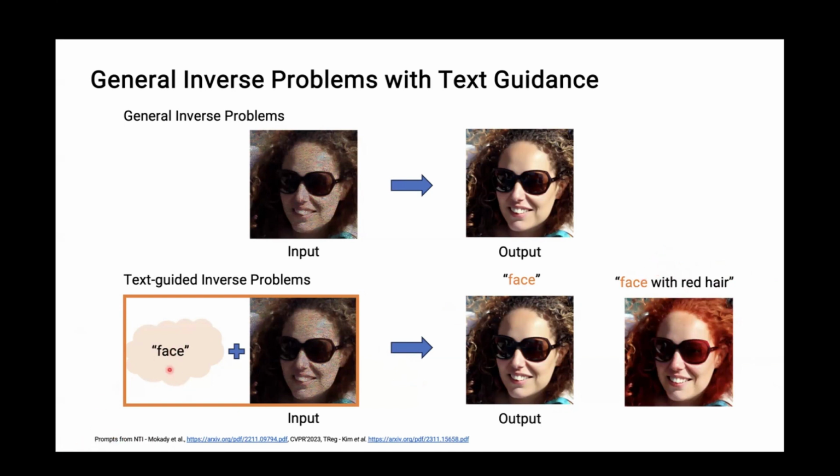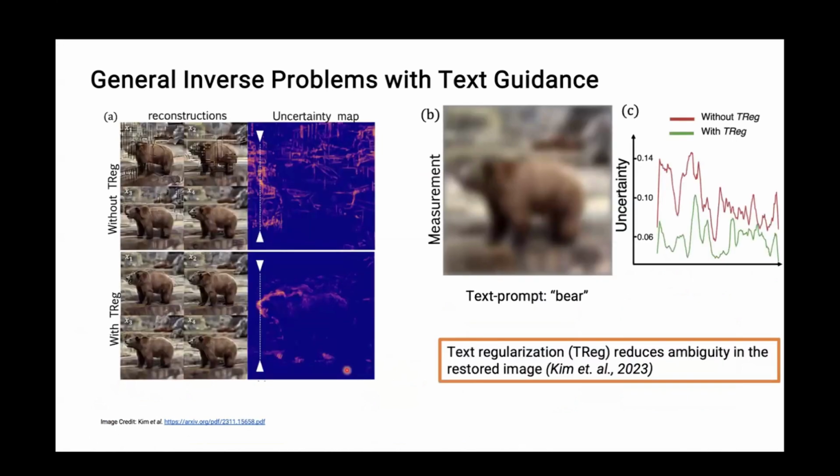So these examples are taken, this is well known, from 2 papers, the NTI paper by Mokady et al. and DiffEdit by Kim et al. Okay? And in fact, as they point out, again, this is not our work, the T-Reg paper, they point out text regularization does something else as well.